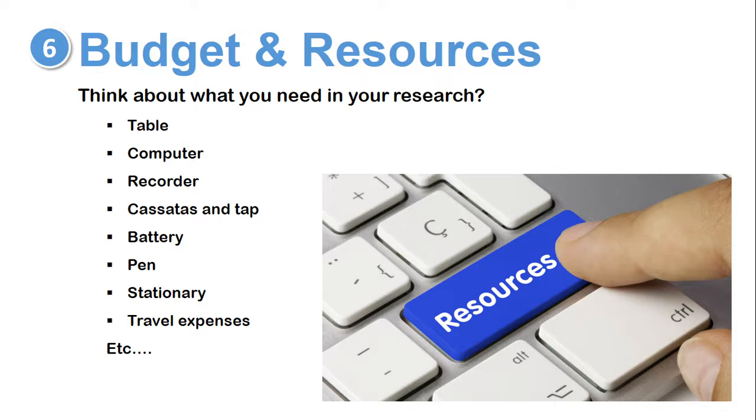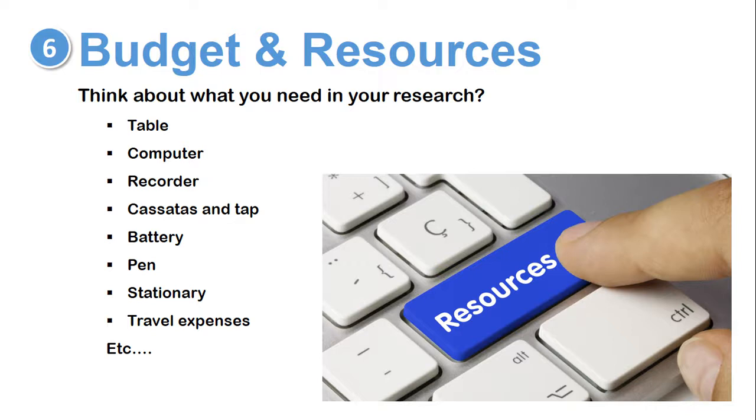For this, you need to think about what you need in your research, what you need during your research. For example, a desk and table for the interview, for the focus group, or for doing your own tasks, for reporting. Besides, you need to think about other things that you use during your research process. For example, computer, recorder, cassettes and tape, battery, pen, stationery, travel expenses.